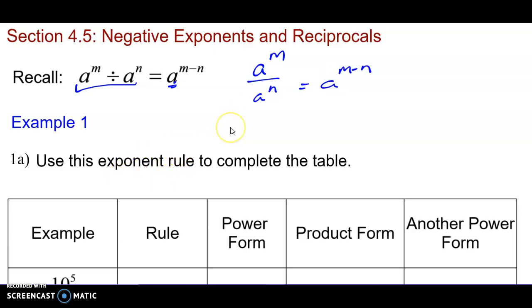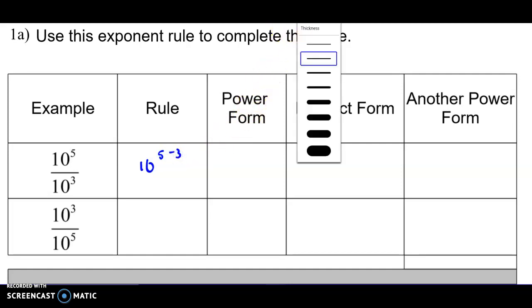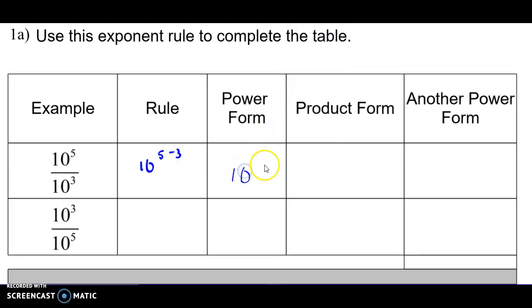Example 1. We're going to use this exponent rule to explore what happens if you get a negative exponent, and we're going to complete the table together. So if we look at our exponent rule from grade 9, I'm dividing powers, the bases are the same, I'm keeping the same base, and I'm subtracting those exponents. If I do my subtraction, 5 subtract 3, written as a power, this would be 10 to the power of 2. We're going to look at this written out the long way.